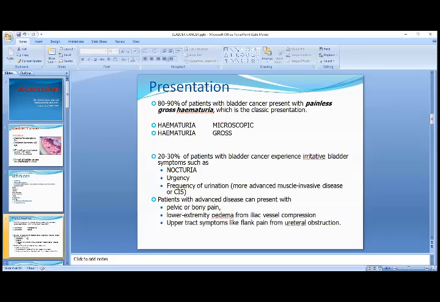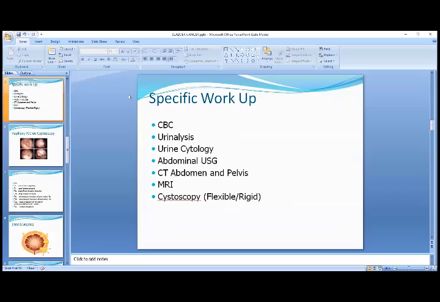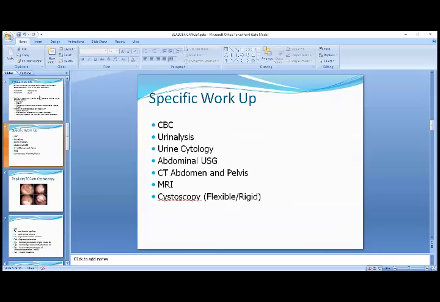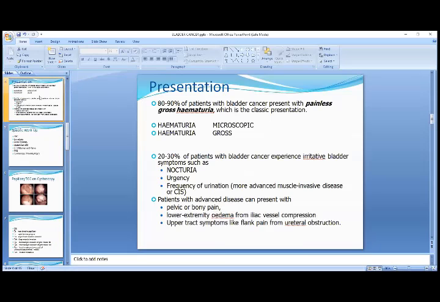Patient usually comes and says, doctor, I have no pain but there is blood in my urine. So painless hematuria immediately draws our attention to this serious disease, that is malignancy. So if a patient with painless gross hematuria comes to you, then it is most likely that this patient is suffering from some urological malignancy.